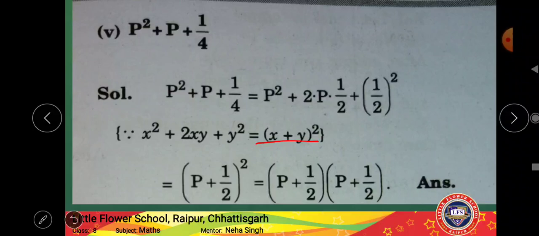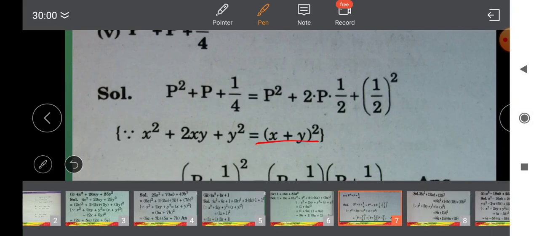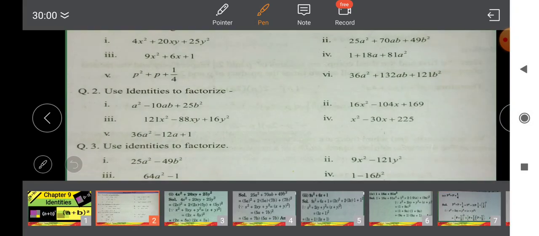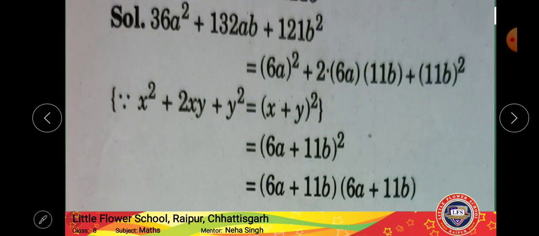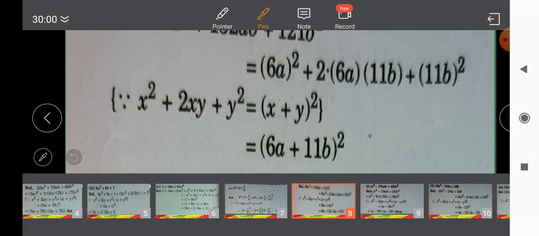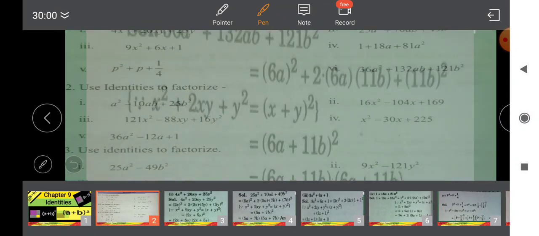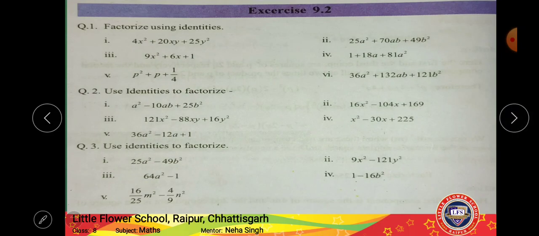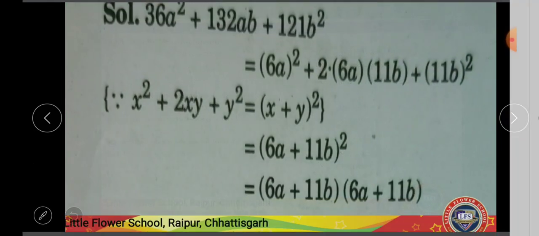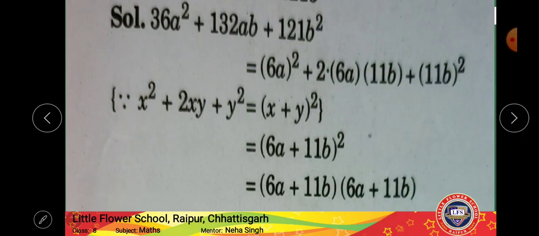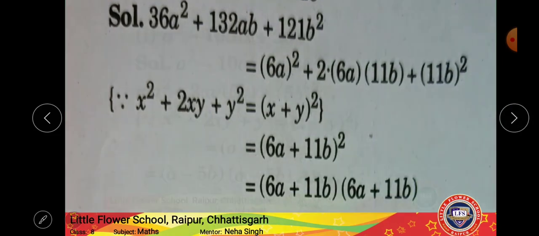Now moving on to the next question. Coming to the second question, use identity to factorize. Now till now we had done the formula for the last sixth question, the solution I have also attached. You can go through it, because all the questions are similar to what we had done till now.